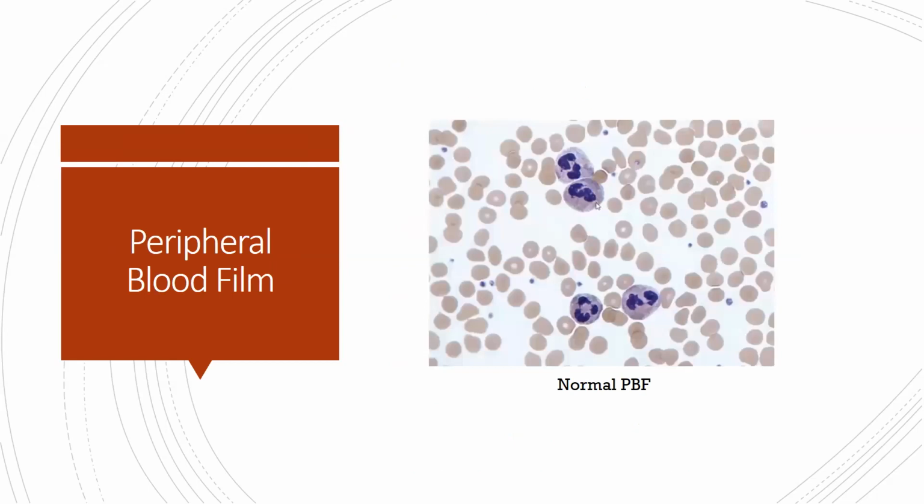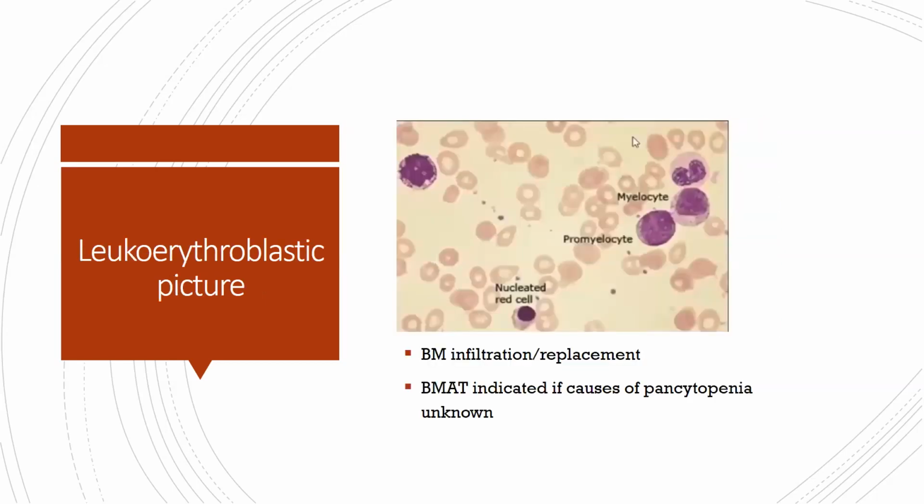So this is a normal PBF. I'm not sure whether you can see my mouse or not. This is a neutrophil with 3 to 4 nuclear lobes, which is normal, and the red cells and platelets are of normal size and normal shape. Okay, so in this picture you can see a leukoerythroblastic picture, where there are immature myeloid and red cell series. You can see the myelocytes and so on are very immature. It's not like the previous picture, and the red cells are of a different shape, a little bit immature.